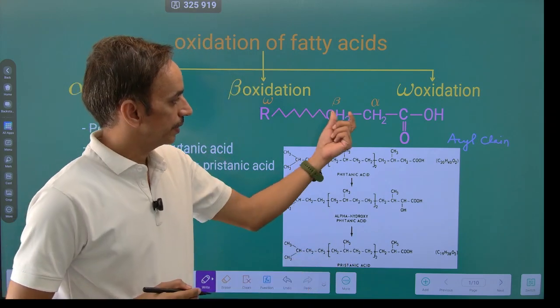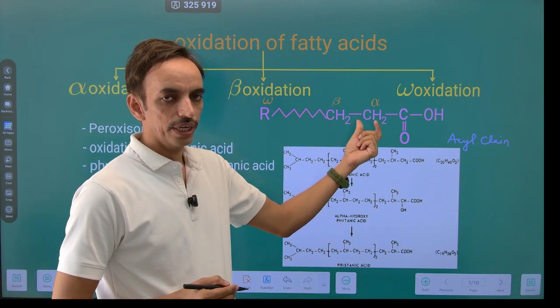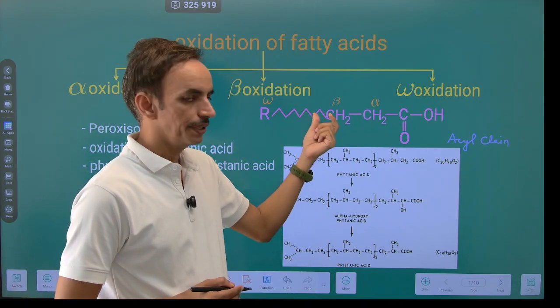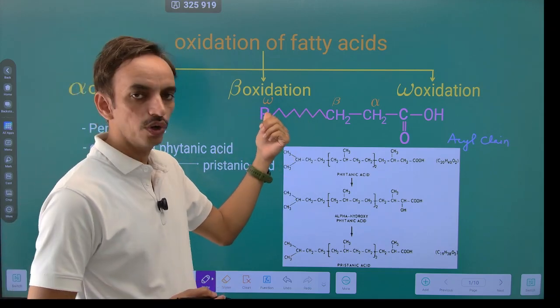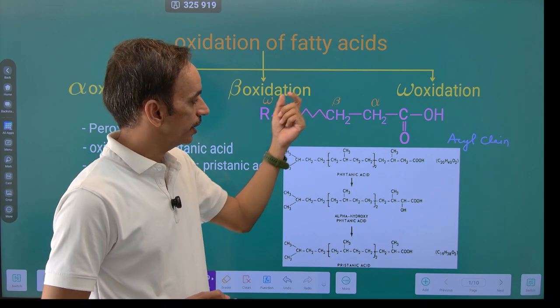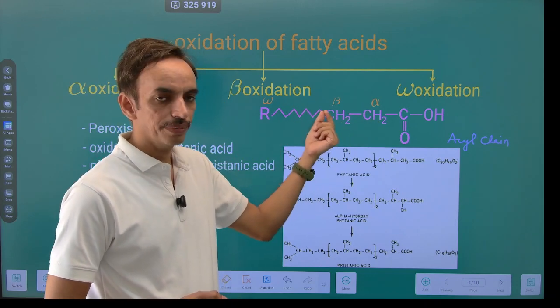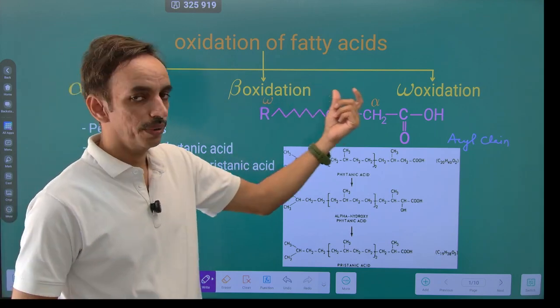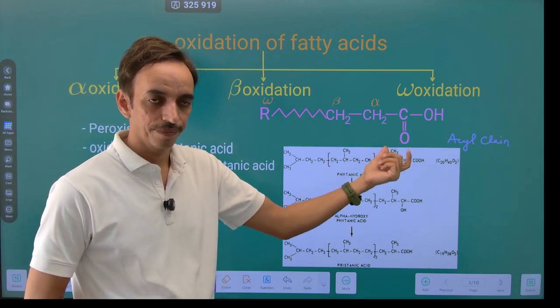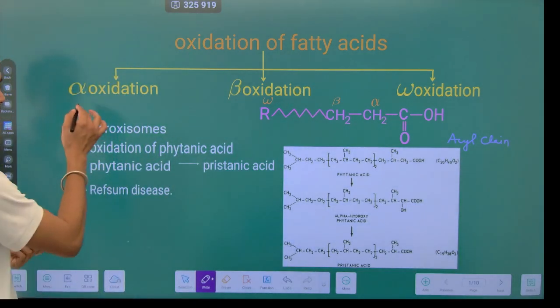The carbon present next to the functional group is called the alpha carbon, followed by the beta carbon, and the carbon present on the other terminal is known as the omega carbon. The oxidation occurring on the alpha, beta and omega carbon is known as alpha, beta and omega oxidation respectively. First we take the alpha oxidation.